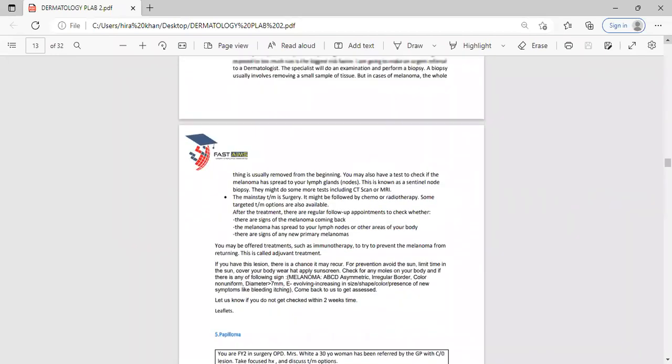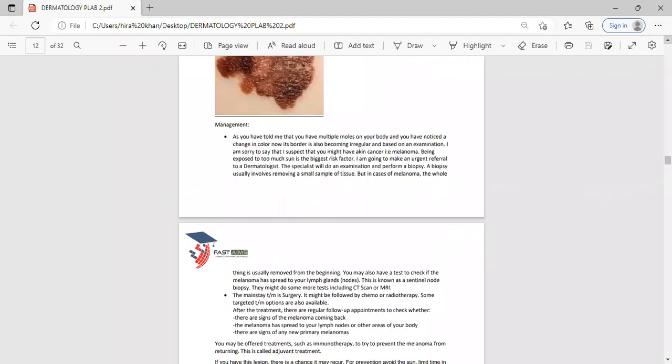Okay, so discussing the management, when you are telling about the melanoma, even if you are sure, you are not supposed to say that I'm sure this is melanoma, because without histopathological examination you cannot be sure about any kind of cancer. You should use a cancer-suspected approach. Like, as you have told me that you have multiple moles on your body, and you have noticed a change in the color, and now its border is also becoming irregular, and based on examination, I'm sorry to say, but I suspect that you might have a skin cancer. But it can be something less serious, but on the other hand, it can be a cancer, because sometimes cancers also present in this way.